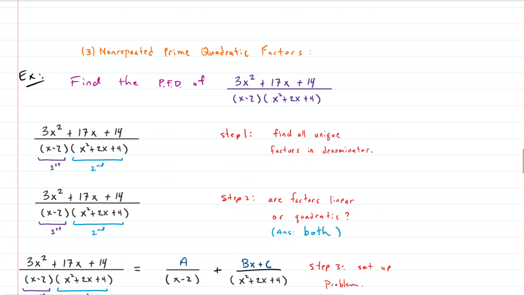Find the partial fraction decomposition of 3x squared plus 17x plus 14. That's all on the top. In the bottom we have quantity x minus 2 times quantity x squared plus 2x plus 4. So the x squared plus 2x plus 4 is prime. We can't factor it. So we really don't have anything in common between these two. They're both factored in their prime form, so we just start. We first need to find all the unique factors. We just did. The first one is the x minus 2, and the second one is the x squared plus 2x plus 4.